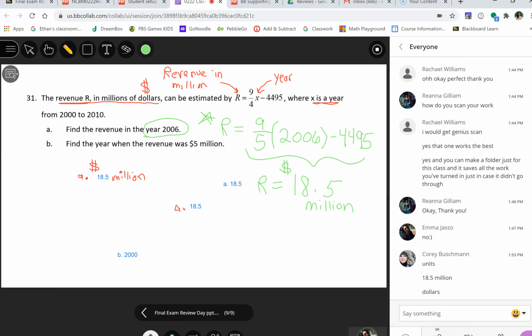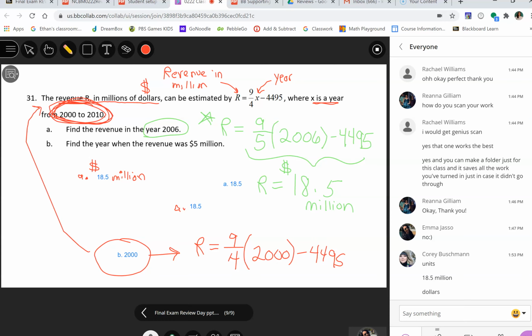Okay, and then someone got 2,000 for B. I don't know if that's right. I'm going to check it real quick before I solve. Remember, any solution you can check. If I put the year 2000 in, first of all, it tells me that it needs to be between 2000 and 2010, so that answer checks out. I'm going to plug that in on my calculator real quick and see what number pops out.